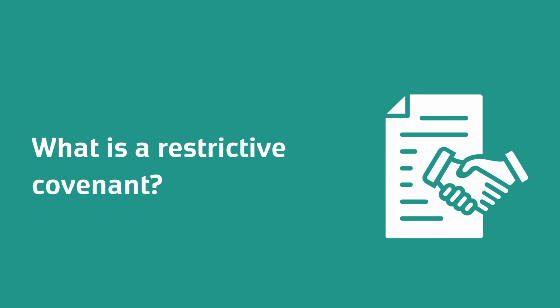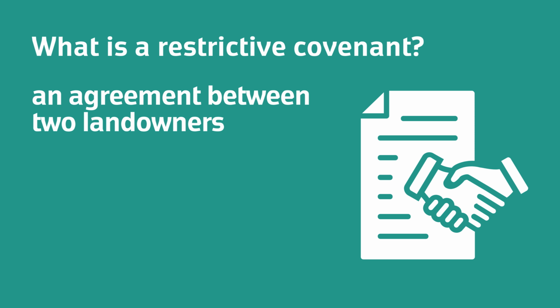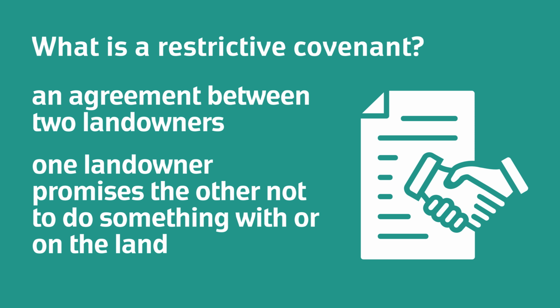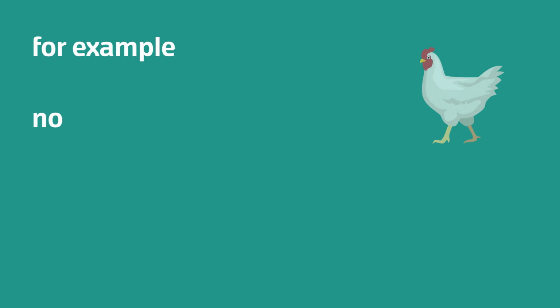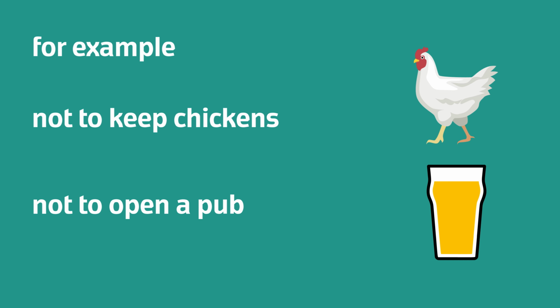What are restrictive covenants and easements? Let's take a look. A restrictive covenant is an agreement between two landowners where one landowner promises the other not to do something with or on the land. For example, a promise not to keep chickens on the land, or a promise not to open a pub on the premises.